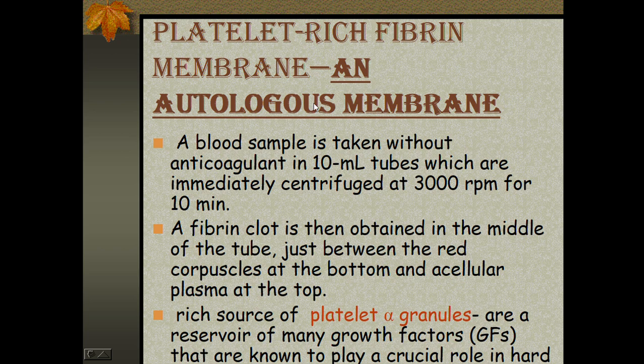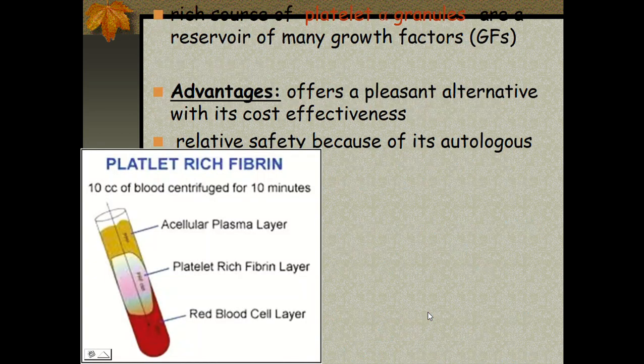Coming on to autologous membrane, that means the membrane is obtained from the individual who needs the surgery. Platelet rich fibrin membrane: the blood sample is taken from the patient without adding anticoagulant in a 10 ml tube, which is immediately centrifuged at 3000 rpm for 10 minutes. The fibrin clot is then obtained in the middle of the tube and it contains a rich source of platelet granules, which are a good source of various growth factors. Advantage: it offers a pleasant alternative that is very cost effective. It is relatively safe because of the autologous source.